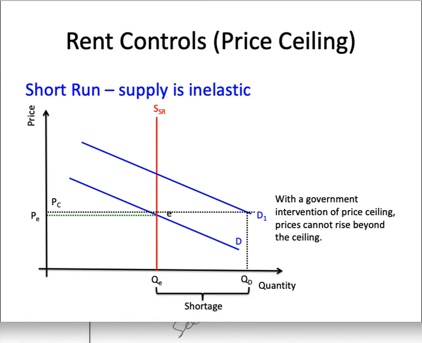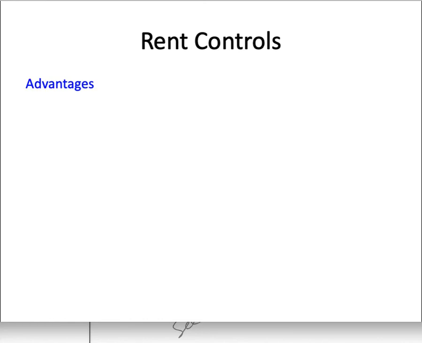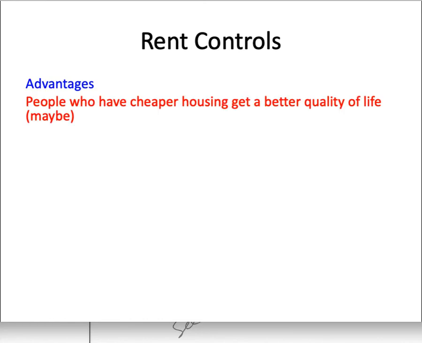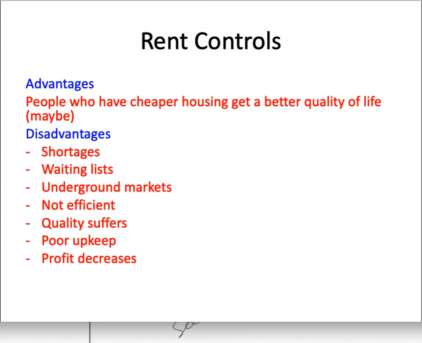And with this shortage, what's going to happen? One, people get cheaper housing, not better housing, and a better quality of life. But the disadvantages are plentiful: shortages, waiting lists, underground economy, not efficient, quality suffers, profit will decrease. And there will be less building and supply of this type of unit because people see less advantage in it.